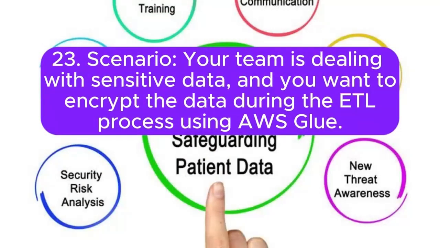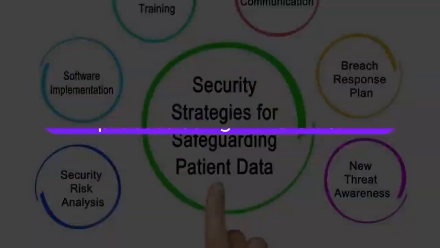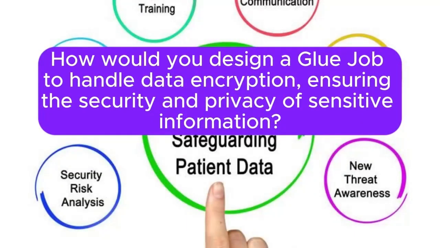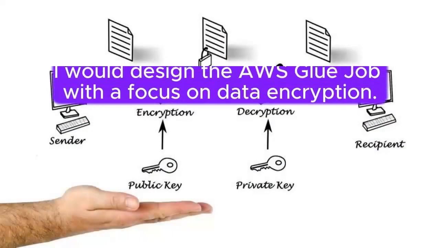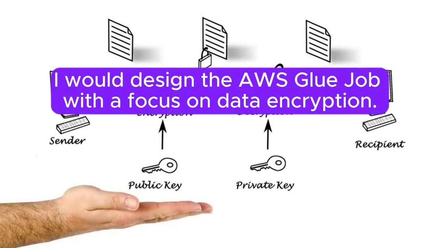23. Scenario: your team is dealing with sensitive data, and you want to encrypt the data during the ETL process using AWS Glue. How would you design a Glue job to handle data encryption, ensuring the security and privacy of sensitive information? To address the security concerns associated with sensitive data during the ETL process, I would design the AWS Glue job with a focus on data encryption.